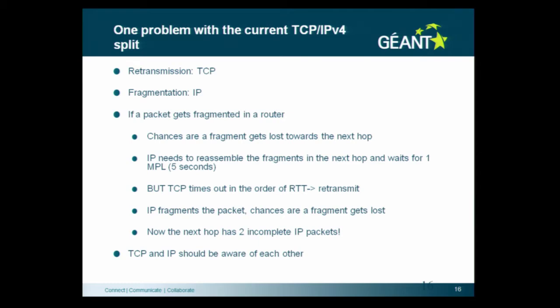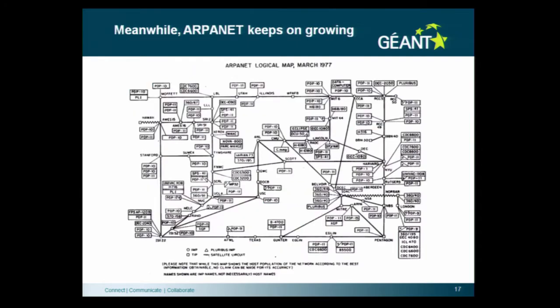So IPv6 does support fragmentation, but not at intermediate points. It will do an MTU discovery, and you have to fragment your packet at the starting node, and then you don't run into this problem anymore. But still, the problem exists. So in the meantime, ARPANET kept growing.